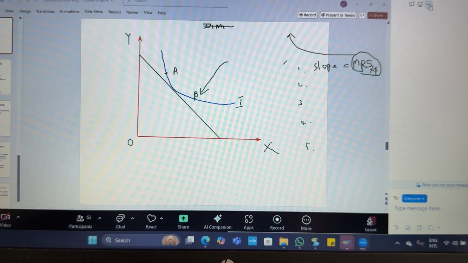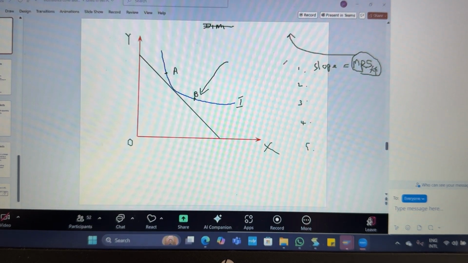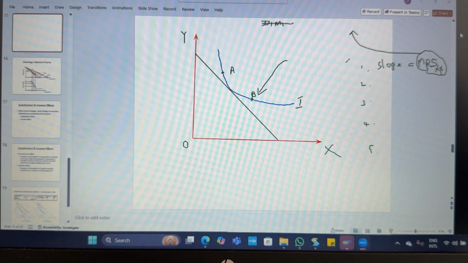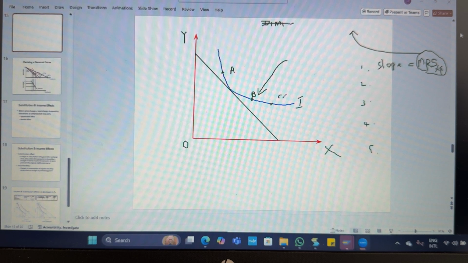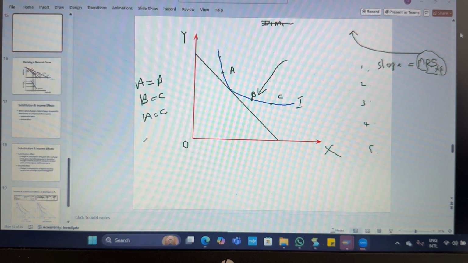Both are the same in terms of the level of satisfaction that we get. That's why we name this one an indifference curve. Be indifferent, right? Whatever points lie exactly on the same indifference curve, the consumer is indifferent. A and B are the same, A equal to B. B equal to C. So, therefore, you can come to this conclusion as well: A is equal to C.